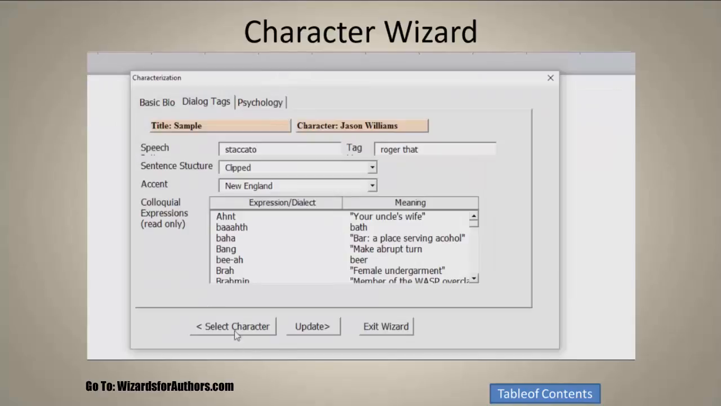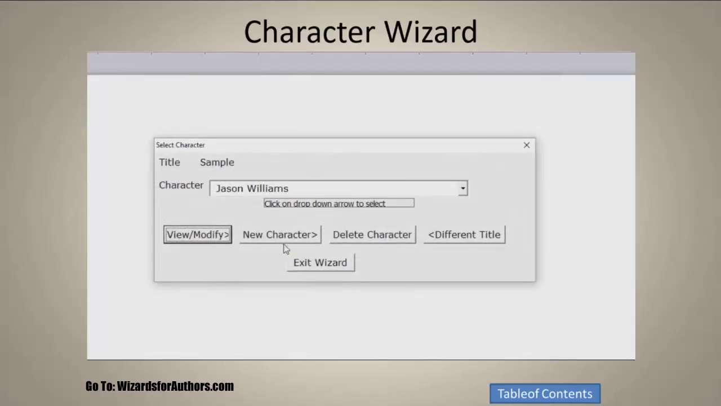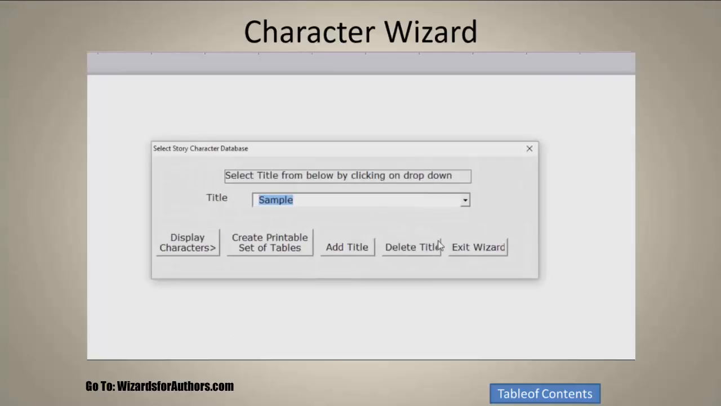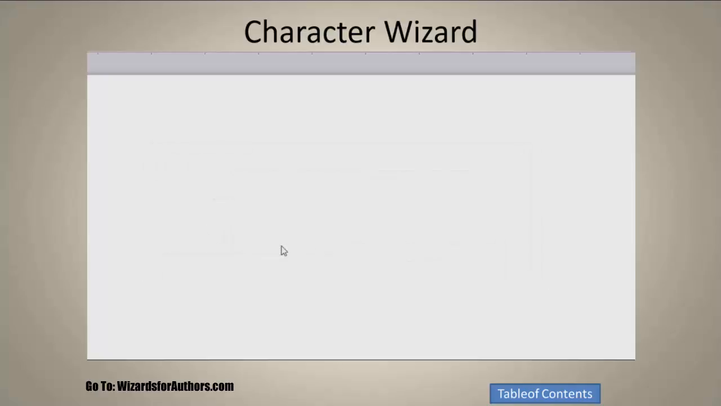Now I'll go back to the original screen by clicking on Select Character and then going back to New Title. Now here I could begin a new manuscript in Character Wizard by clicking on Add Title. And you just fill out the title and fill out all of the various characteristics of the characters that you have. But right now I want to show you how to print a printable set of tables after you've entered all your information so that you can print it out and have it by your side when you're writing your manuscript.